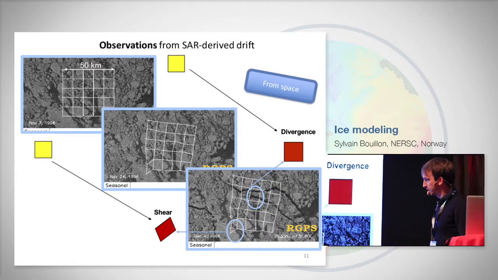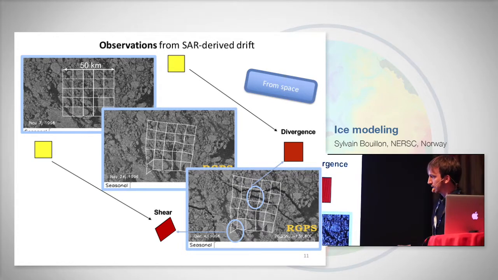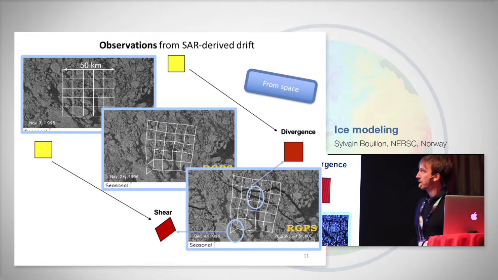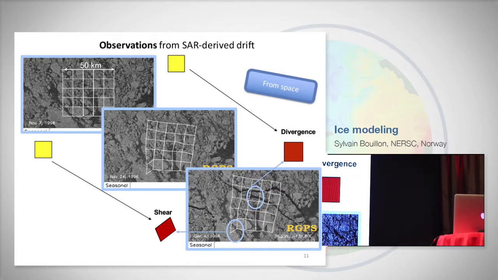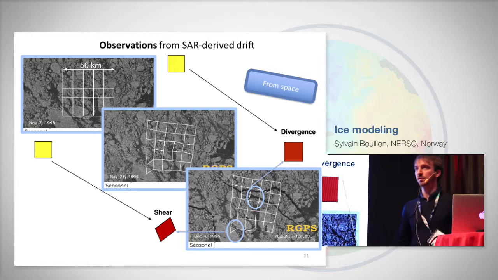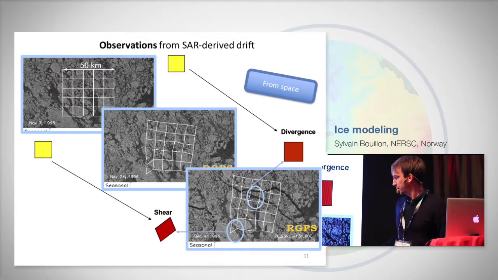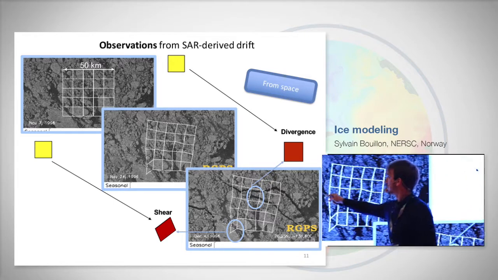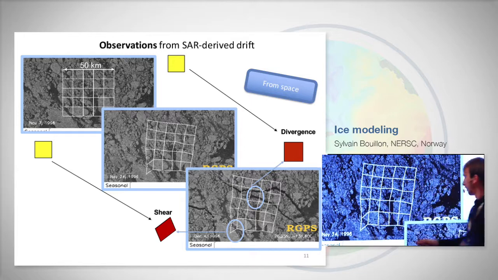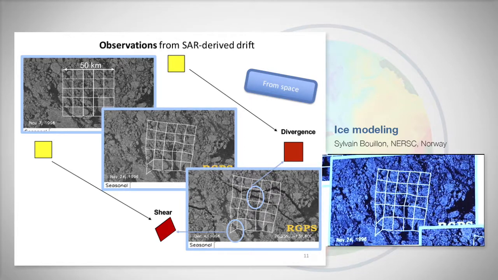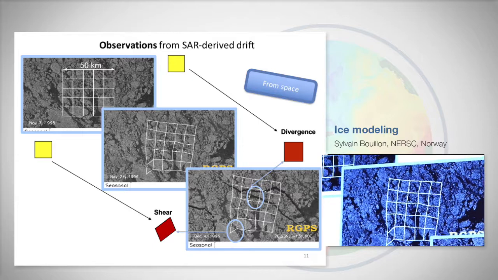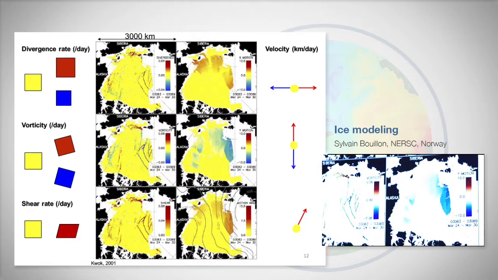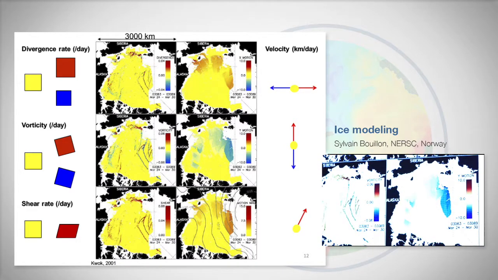For example, for this cell, you see that it has been opened, so it has a larger area than the original cell. So it means we had divergence over here. And that one has been deformed with no change in the area, so we had shear. So this cell or this region has been sheared. When you do that on a very large scale, for the whole central part of the Arctic, that's what you get.